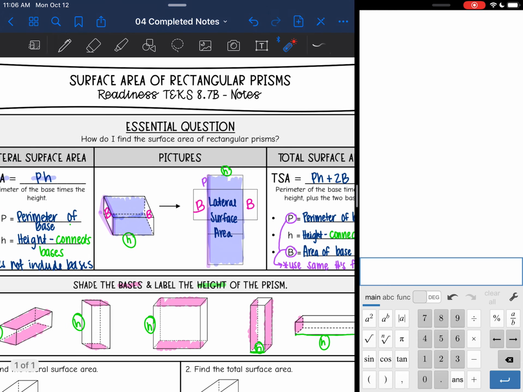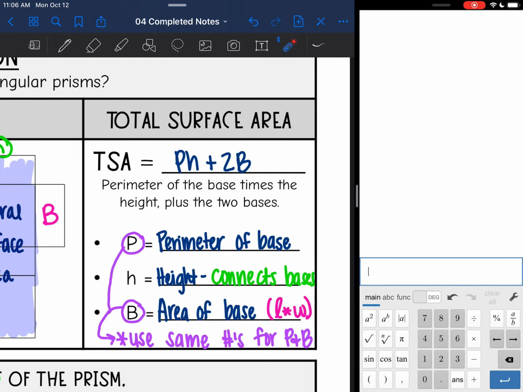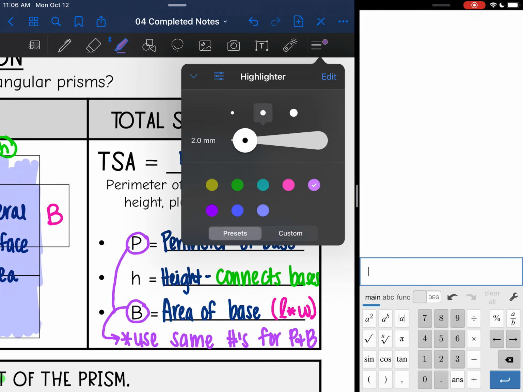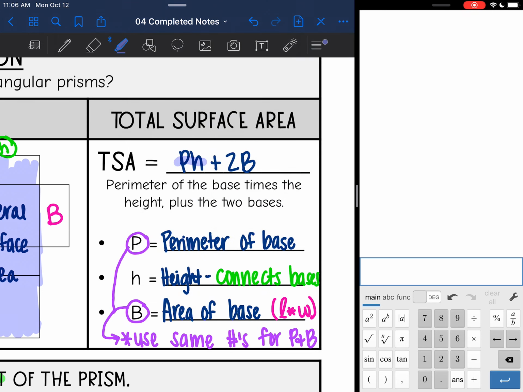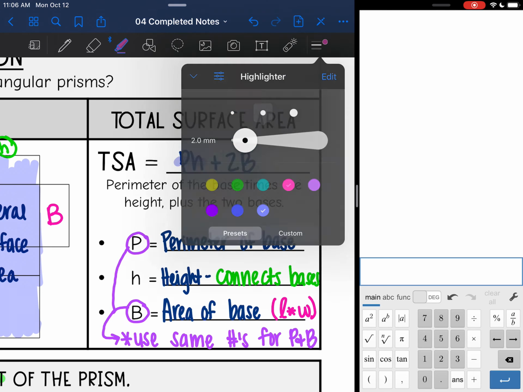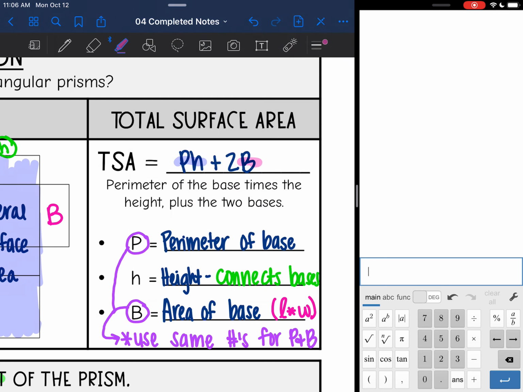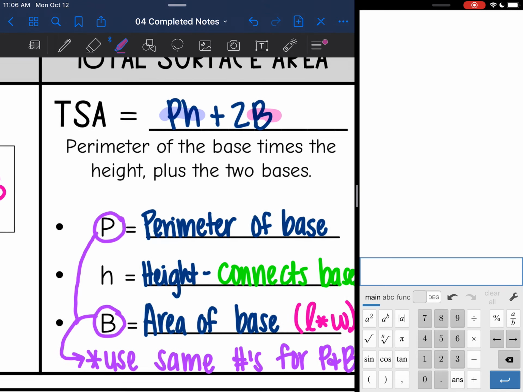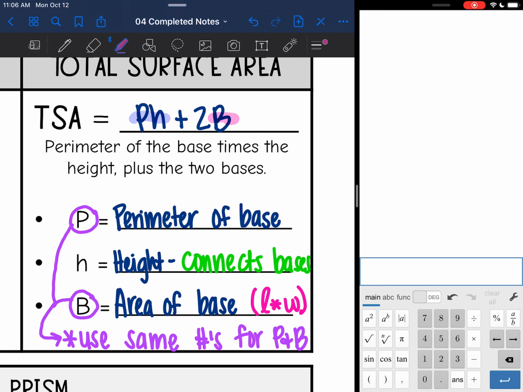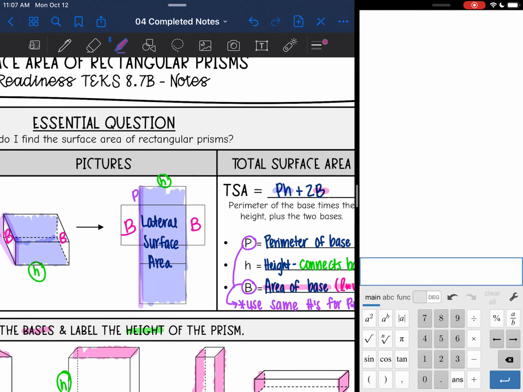Okay, let's look at the total surface area formula. It is perimeter times height, those same faces that make the lateral surface area, but this time I add in 2B, which is area of the base. I add my bases back in. So you will need these three things to find the total surface area. You'll need perimeter of the base, the height which connects the bases, and the area of the base. And our bases are just rectangles, so you will use the length and the width for that. So we will be including the bases here whenever we find the total surface area.